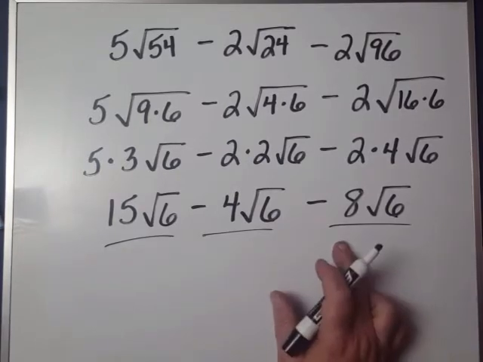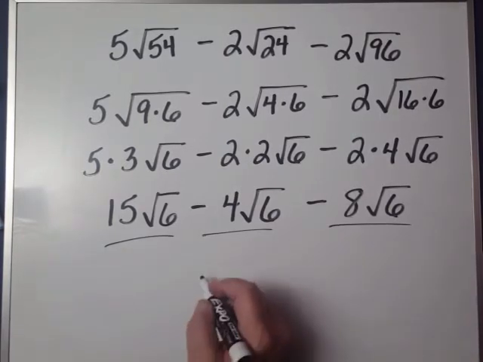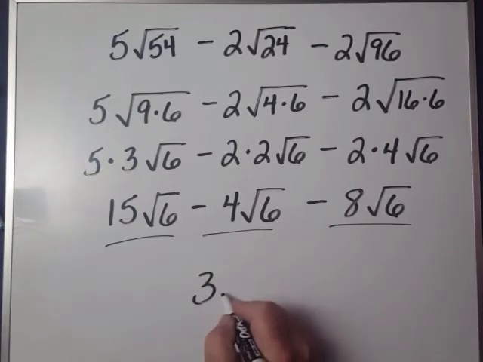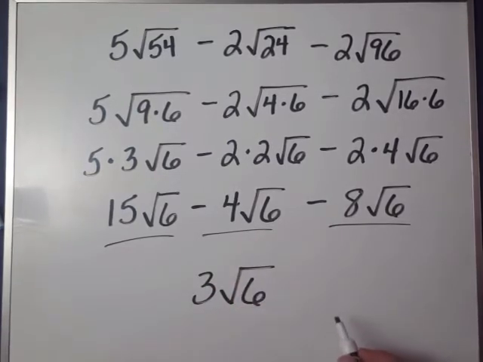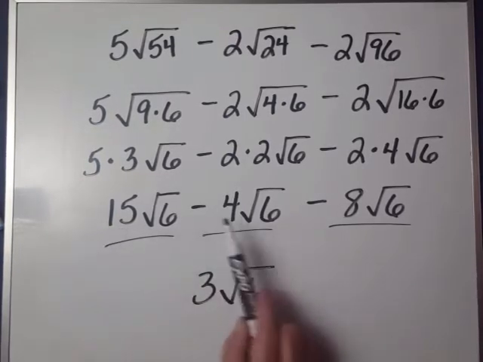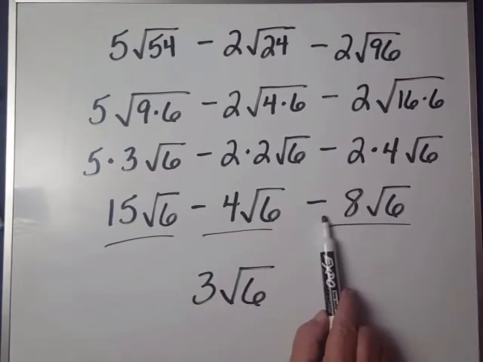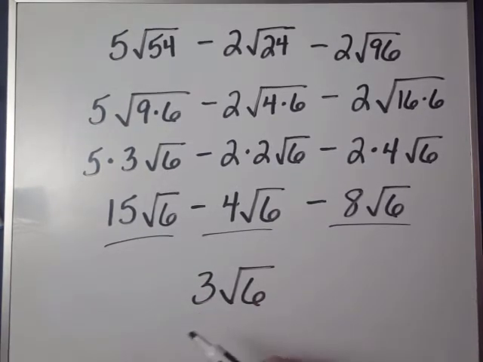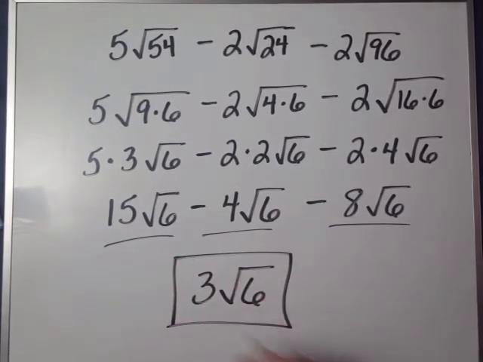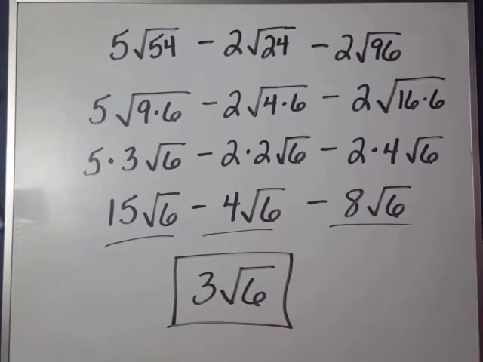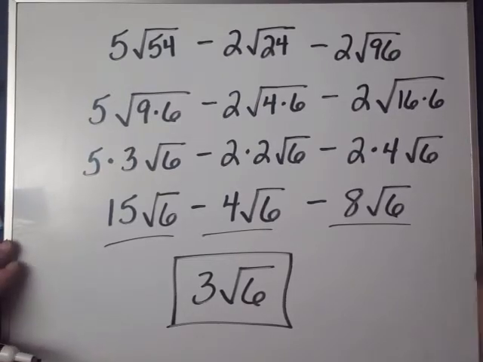15 minus 4 is 11. Minus 8 is 3. 3 square roots of 6. Or honestly, the way I would do that, I'd say 15 and what? Minus 12? 15 minus 12 gives me that same 3 square roots of 6. That was number 18. Let's jump back up now to number 12.